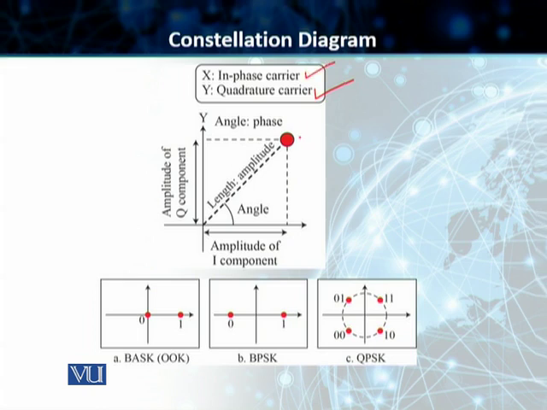Now students, this signal element in this constellation diagram gives us 4 distinct pieces of information. Students, first of all, the position of the signal element on the x-axis gives us the amplitude of the I component or the in-phase component. So the first information that we get from the constellation diagram about this signal element is the amplitude of the I component. Students, the position on the y-axis gives us the amplitude of the quadrature component.